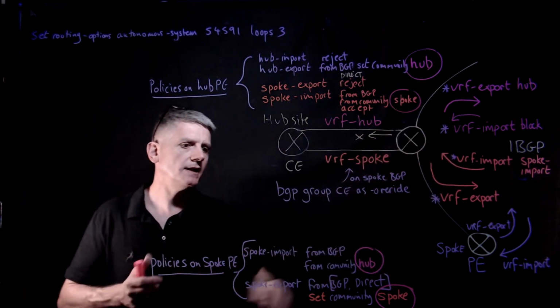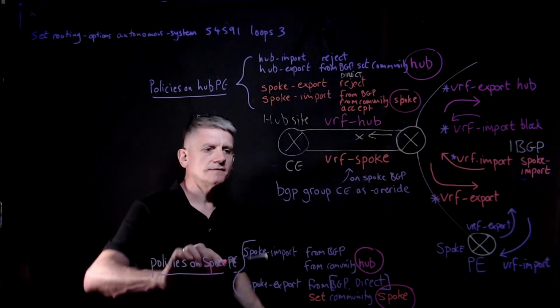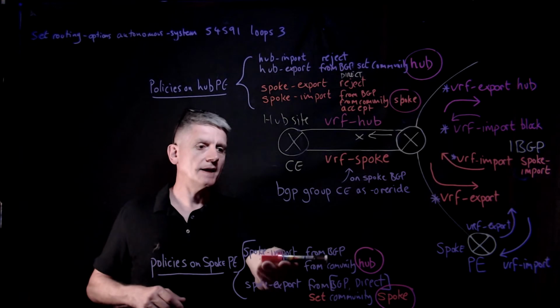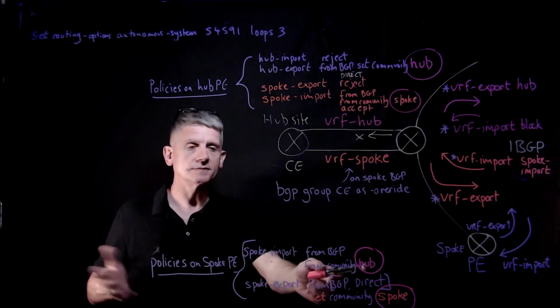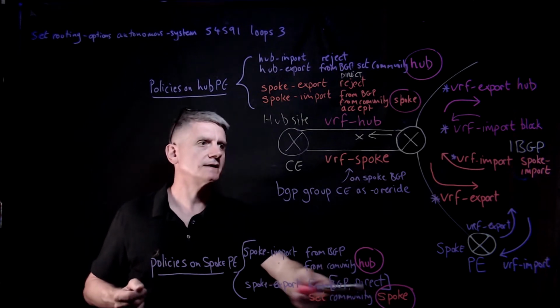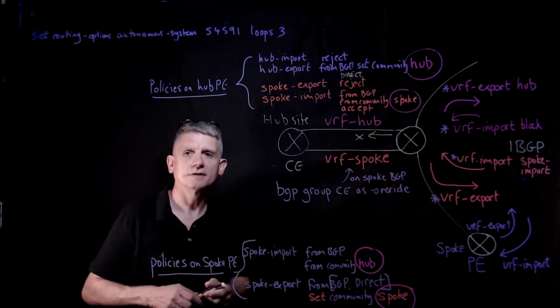Now down on the PEs, it's slightly different. There's one VRF running here. It's going to be importing the target of hub so it can receive the routes. And it's going to be exporting the target of spoke so it can send the routes up into the central site.